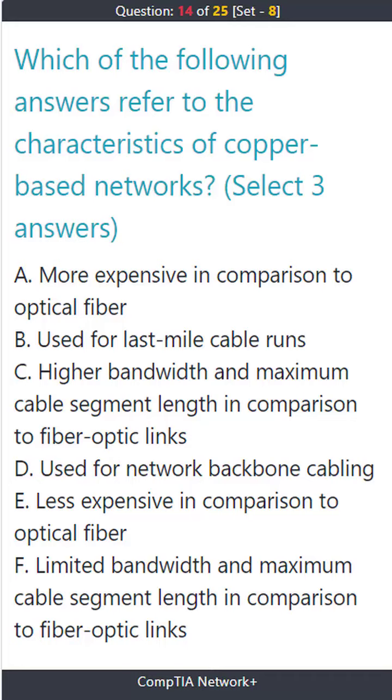Question 14. Which of the following answers refer to the characteristics of copper-based networks? Select three answers. A. More expensive in comparison to optical fiber. B. Used for last-mile cable runs. C. Higher bandwidth and maximum cable segment length in comparison to fiber optic links. D. Used for network backbone cabling. E. Less expensive in comparison to optical fiber. F. Limited bandwidth and maximum cable segment length in comparison to fiber optic links.